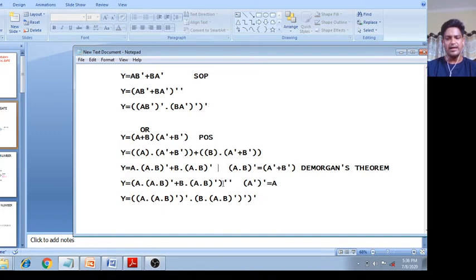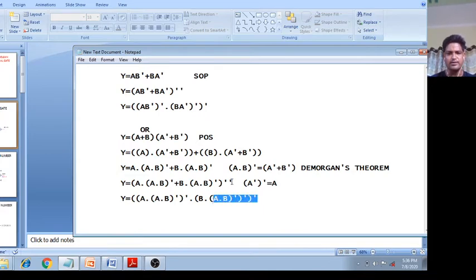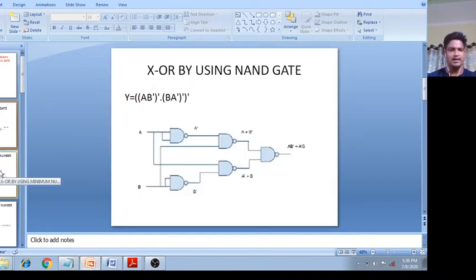Okay, now again I will apply whole complement. So (A dot B) whole dash, again whole dash. Now this plus is replaced by dot, and B dot (A dot B) whole dash, and whole dash, and this is for A dot B whole dash, and this is for this complement. So this is your final expression.